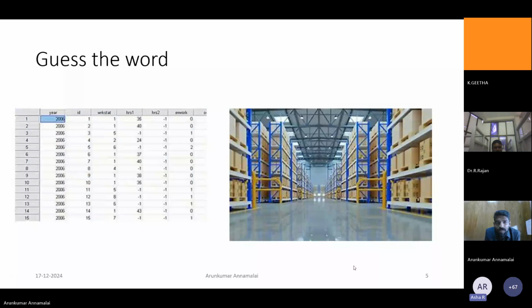Blockchain? No, ma'am. But think very simple stuff, not blockchain. Related to data. The left side is data. What is the right hand? We are just going to analyze the data. No, this is data warehouse.